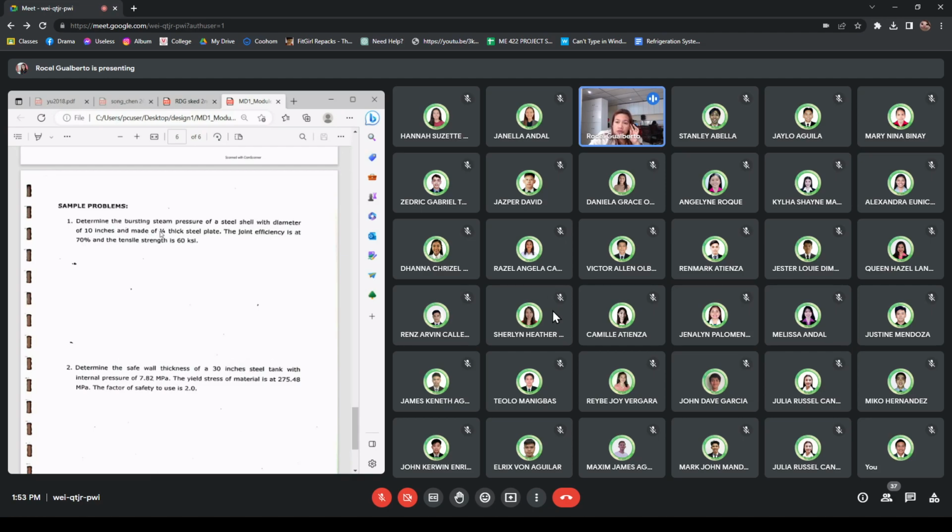Okay? So you are given the diameter and the thickness of the plate. Therefore, you can solve for the limiting criteria. Okay? So you start with it. You compute for the limiting criteria, okay? And kung makita mo po kung anong type siya, whether thin walled or thick walled, then you proceed to the equation to be used, your proper equation to be used. There is a joint efficiency here of 70%. So you have to incorporate this on your design stress, okay?